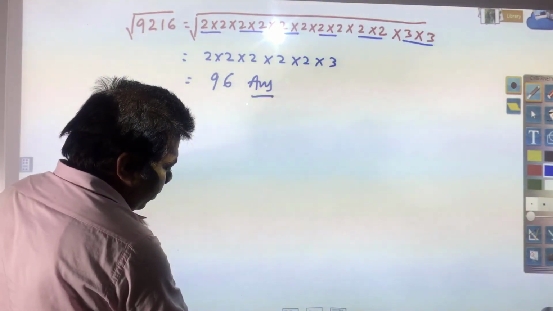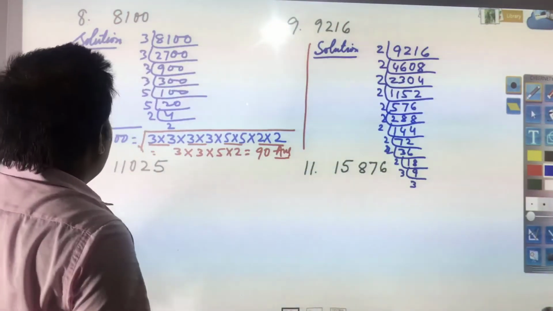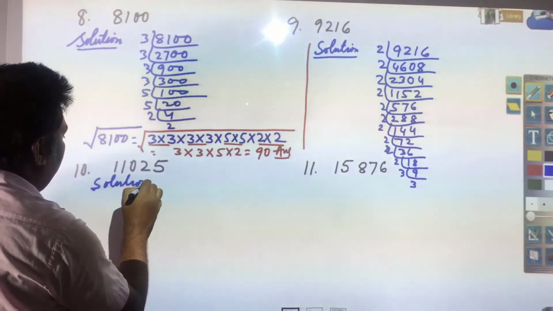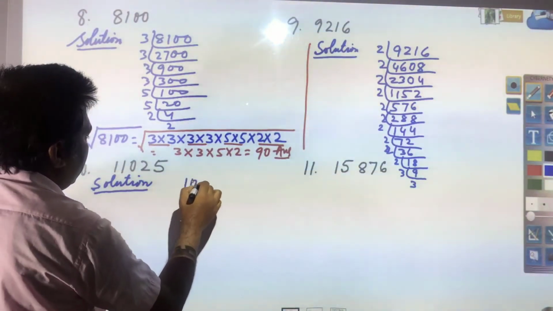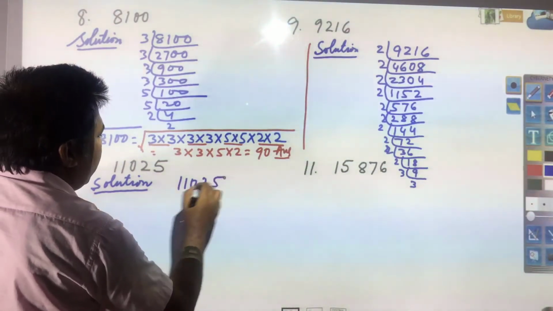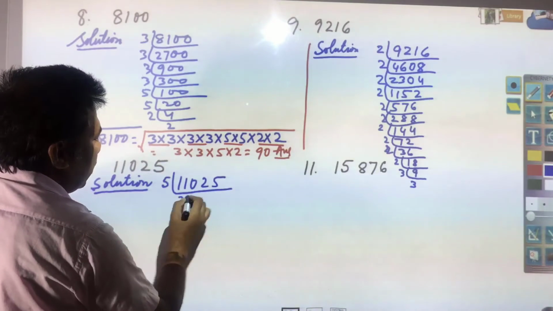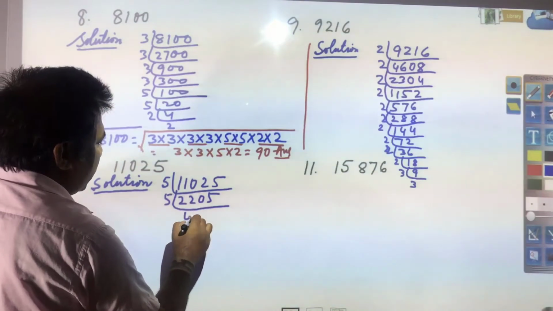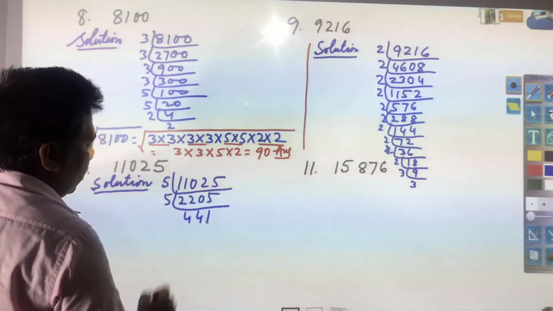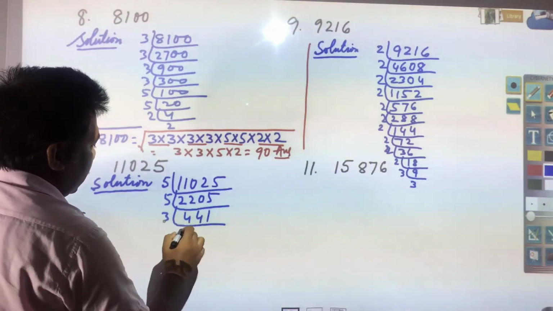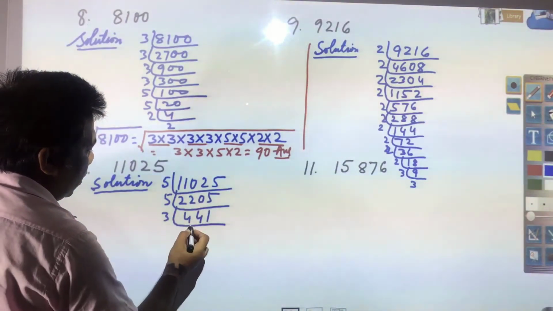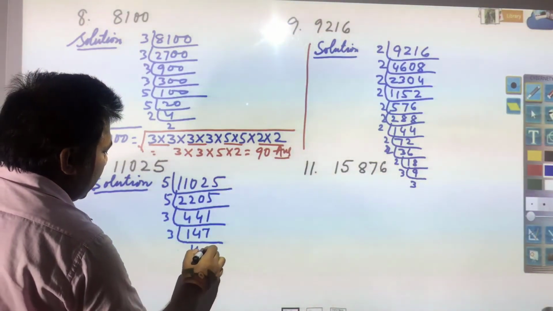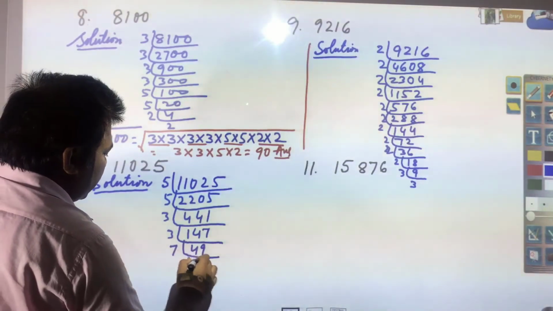Next you see 11025. 5 twos are 10, 5 twos are 10, 0, 5 fives are 25, 5 fours are 20, 5 fours are 20, 5 ones are 5, 3 ones are 3, and 3 fours are 12, 3 sevens are 21, 3 fours are 12, 3 nines are 27, and 7 sevens are 49.